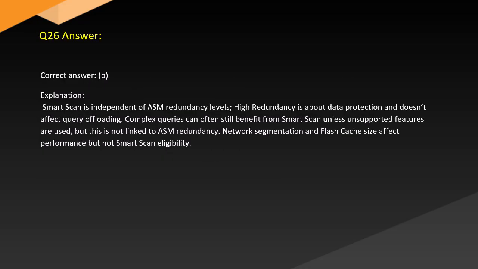Answer. Correct answer, B. Explanation. Smart Scan is independent of ASM redundancy levels. High redundancy is about data protection and doesn't affect query offloading. Complex queries can often still benefit from Smart Scan unless unsupported features are used, but this is not linked to ASM redundancy. Network segmentation and flash cache size affect performance, but not Smart Scan eligibility.